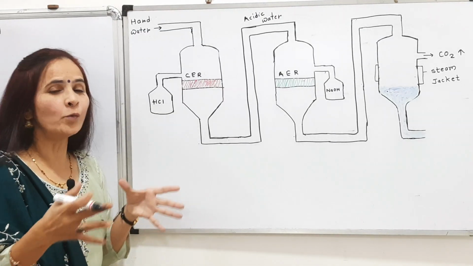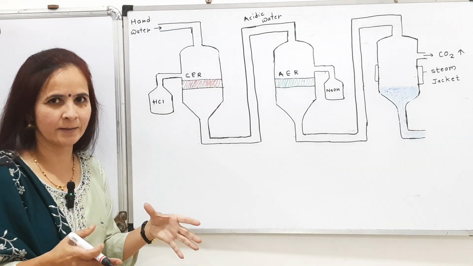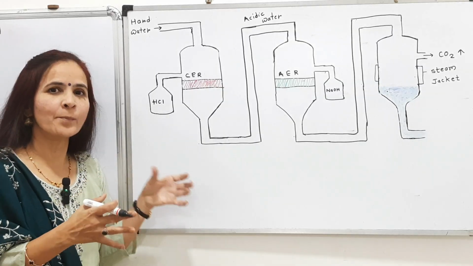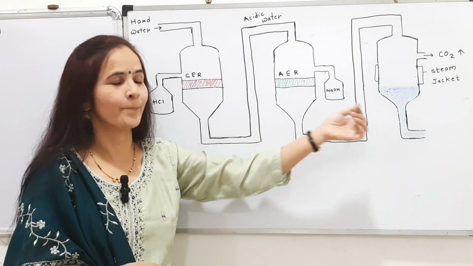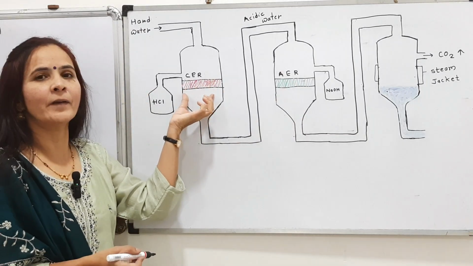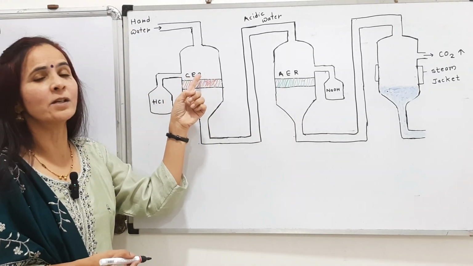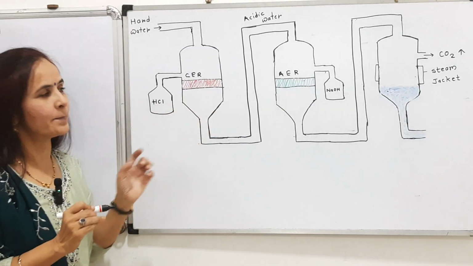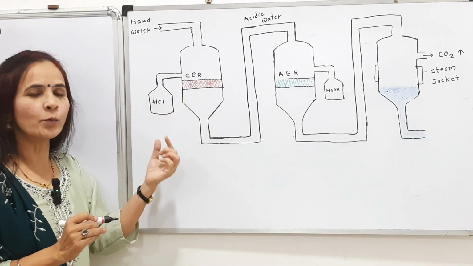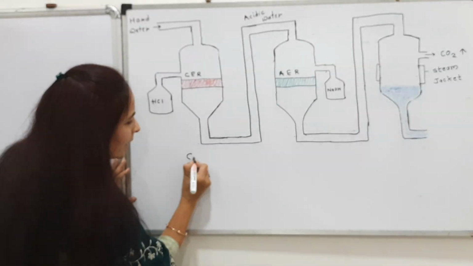Now we will see how the ion exchange method actually works. This ion exchange method consists of three cylindrical vessels. In the first cylindrical vessel, cation exchanger resin is placed. That's why it is known as the cation exchanger.